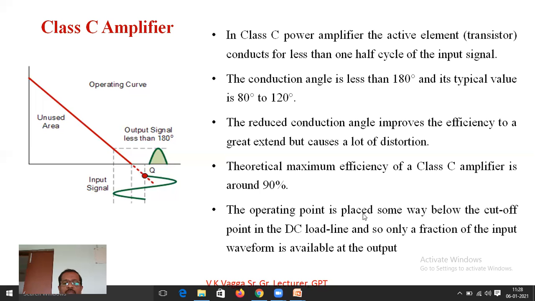And the operating point is placed somewhere below the cutoff point. The operating point should be below the x-axis, below the cutoff point in the DC load line, and so only a fraction of the input waveform is available at the output. Only a fraction of the input is available at the output. Okay, this is about the class C amplifier.